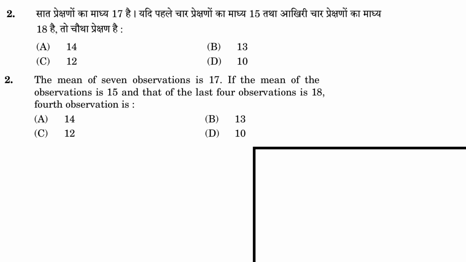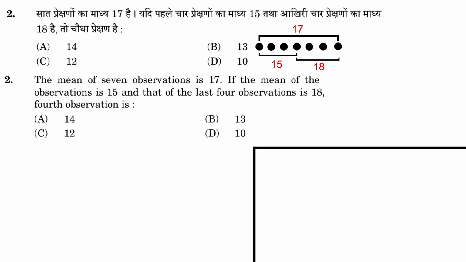If the mean of the first 4 observations is 15 and that of the last 4 observations is 18, then the 4th observation is, and it gives us 4 options. So when I first saw this, I was a bit like, okay, how do I start? Where do I go from here? So I decided to create a visual. So I created this visual here.